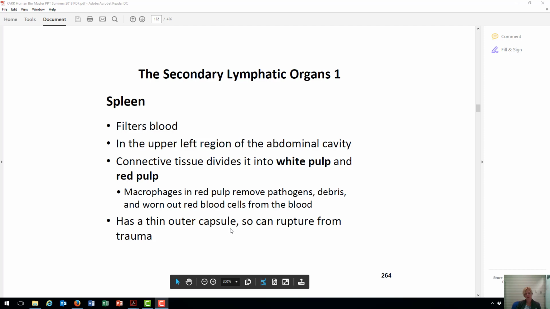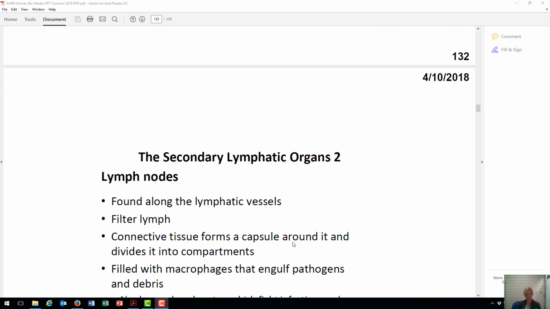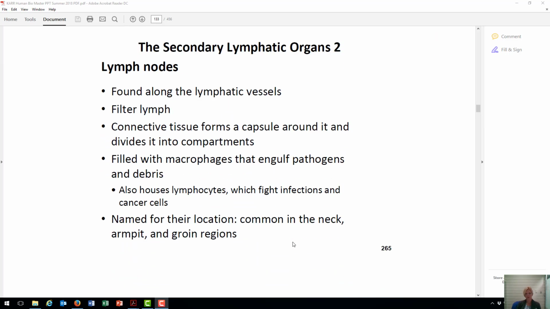So because it has such a thin outer covering and is so vascular, like I said, it can rupture in a high impact accident. Lymph nodes, we said, are found throughout the body. They are found along the lymphatic vessels. So as lymph flows through the vessels going back toward that subclavian vein, they filter debris out from the lymph. So there we also find macrophages. We also find B cells, T cells to help with immunity, fighting infection, recognizing cancer-infected cells. So they're all very important for our immune system function.